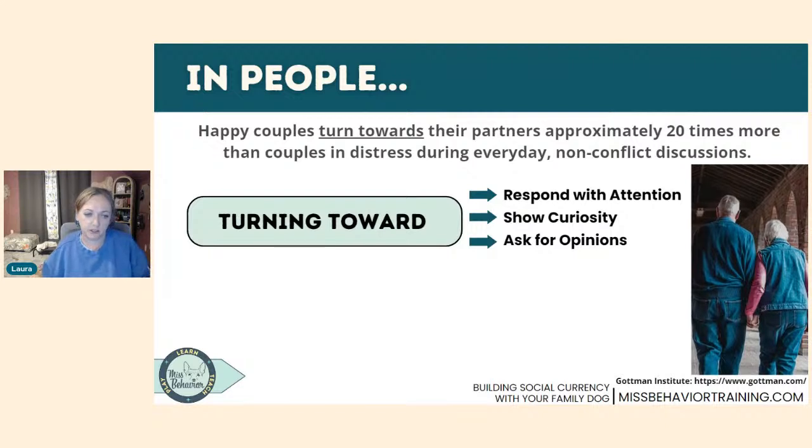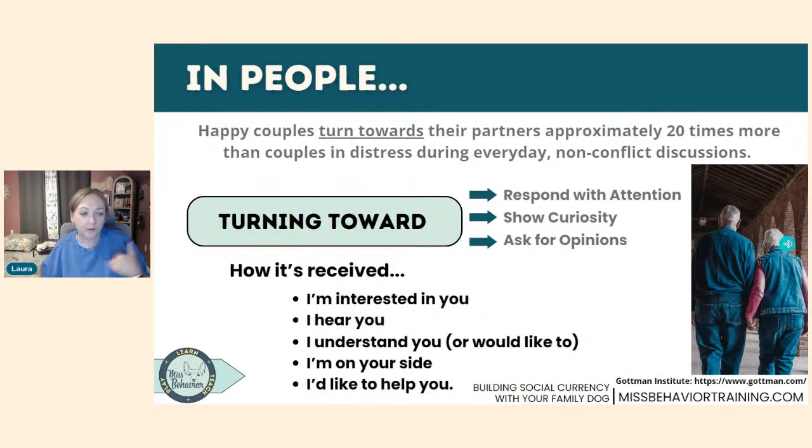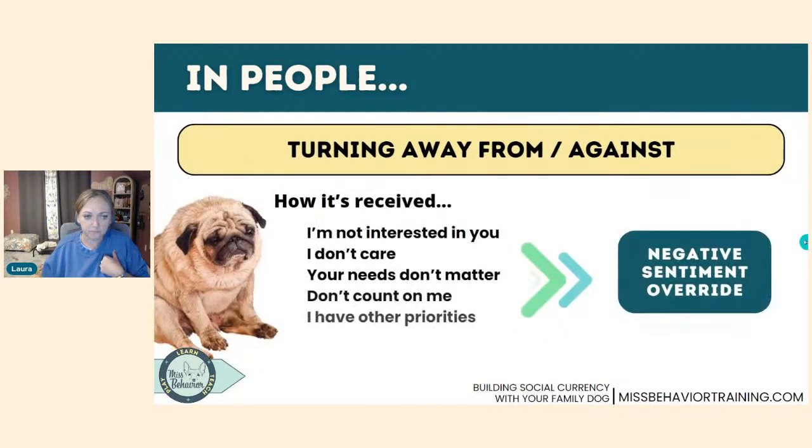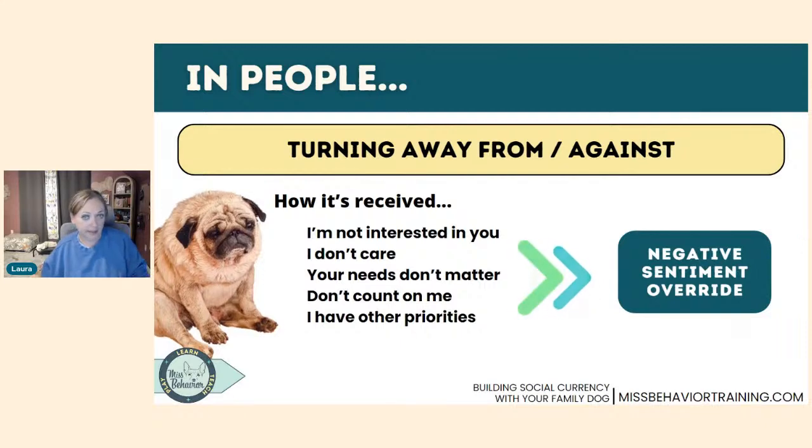So turning towards might look like responding with attention, showing curiosity, asking for opinions. Kind of already went over this, got ahead of myself. And how is it received? It feels like I'm interested in you. I hear you. I understand you, or I'd like to try. I'm on your side. I'd like to help you, right? That's how it feels to be turned towards for most people. And then turning away from or turning against is often received as I'm not interested in you. I don't care. Your needs don't matter. Don't count on me. I have other priorities. Okay. Not great for a relationship.